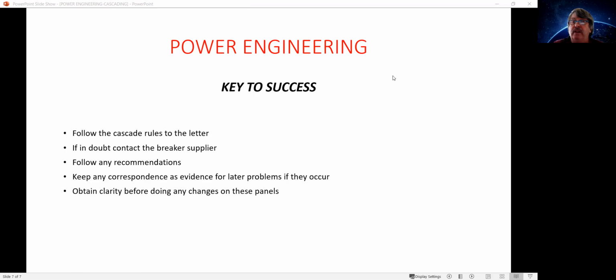I would say definitely obtain any clarity that you need on these panels. Get the service backup, get the type of backup that you need from your manufacturer before attempting this type of thing. Don't use a suck-and-see approach that could go terribly wrong in the future. All right, so I think that should cover it.